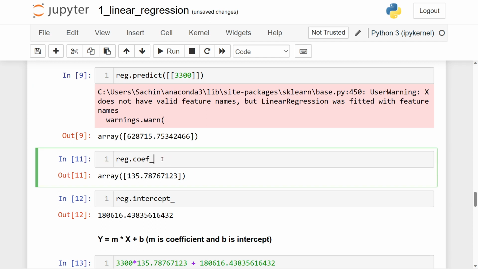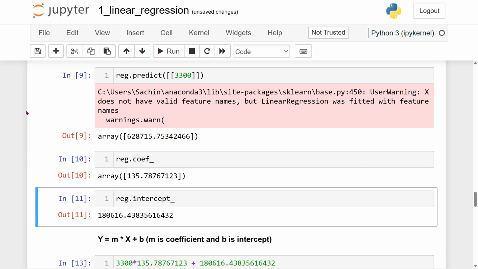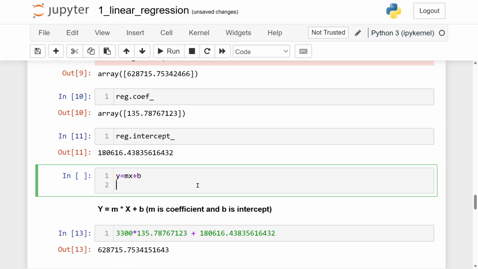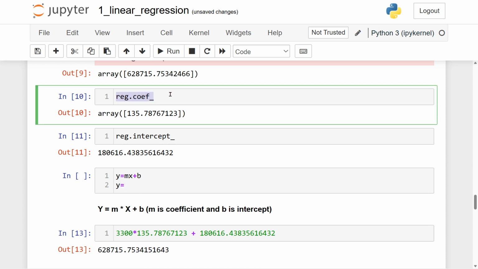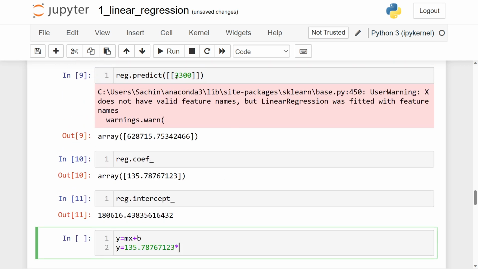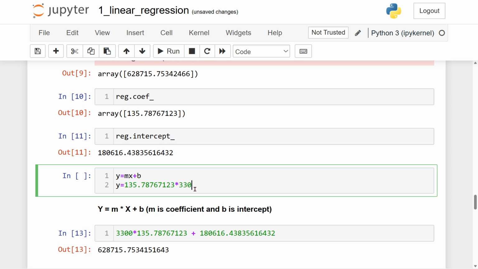Now the regression coefficient. I'm going to calculate this regression coefficient and this one. Now I'm going to write the mx plus b equation again. Why am I writing this equation? So that I can put my regression coefficient here. What is the regression coefficient here? This is this value, and this is this value. What is the x value? You just asked me this 3300 area value.